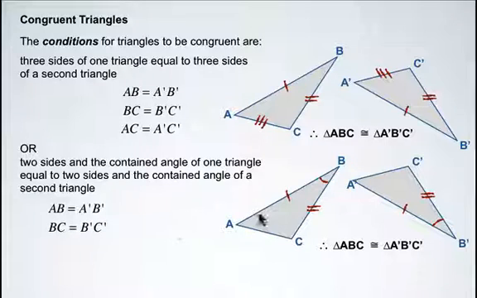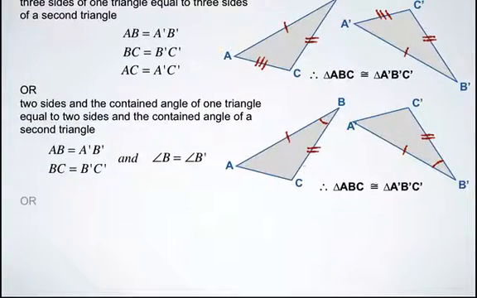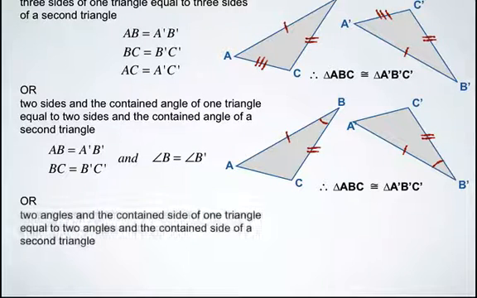Side BC is equal in length to B'C', so this side here and that side. And also the angle contained inside the respective sides, so angle B and angle B' are also equal. So again, two sides and the contained angle all equal. Or the third case is when we have two angles and the contained side of one triangle equal to two angles and the contained side of a second triangle.